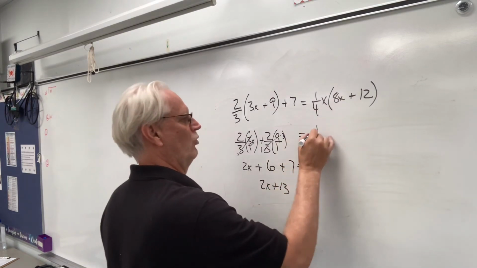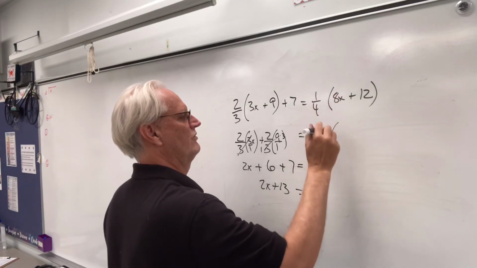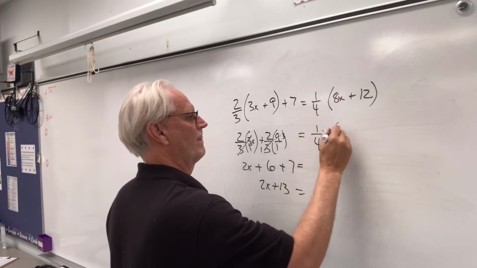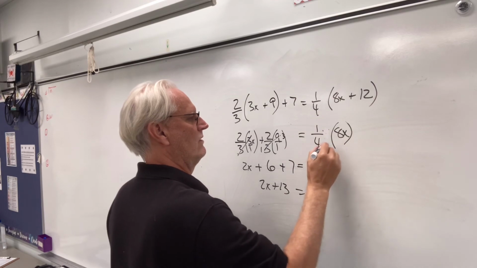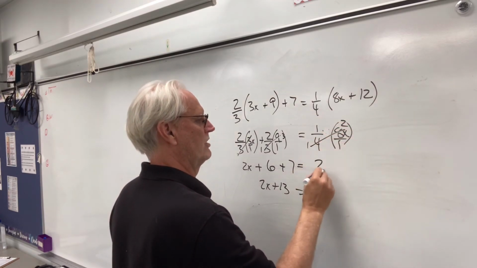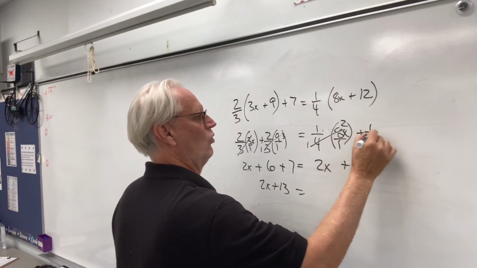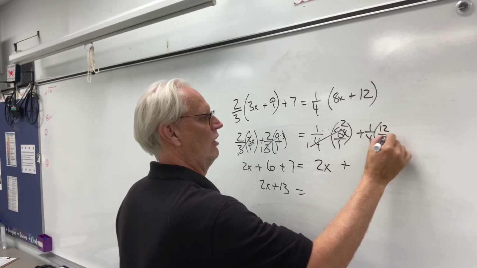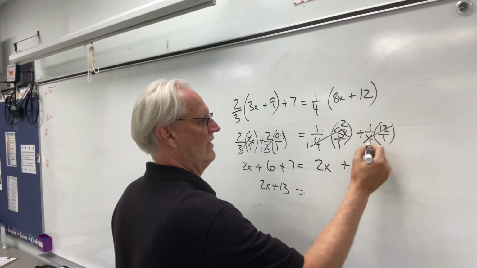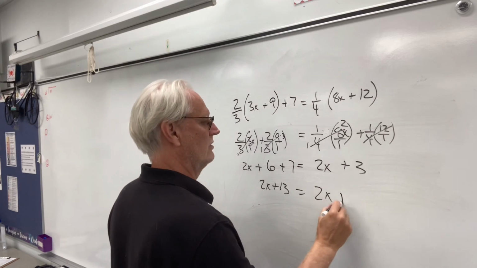So here we end up with 1/4 times 8x. So that's going to cancel out 1 and 2. So this becomes 2x plus 1/4 times 12/1. Cancels out. That just becomes 3. So now we have 2x plus 3.